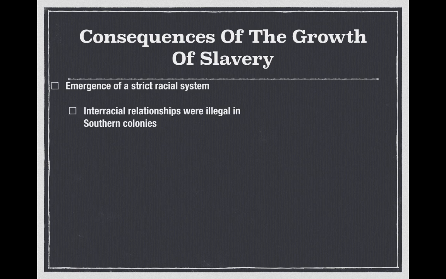So interracial relationships were considered illegal, specifically in southern colonies. So it was a violation of law to have any interracial relationships. And this will actually exist through colonial periods all the way up through much more modern history as well.